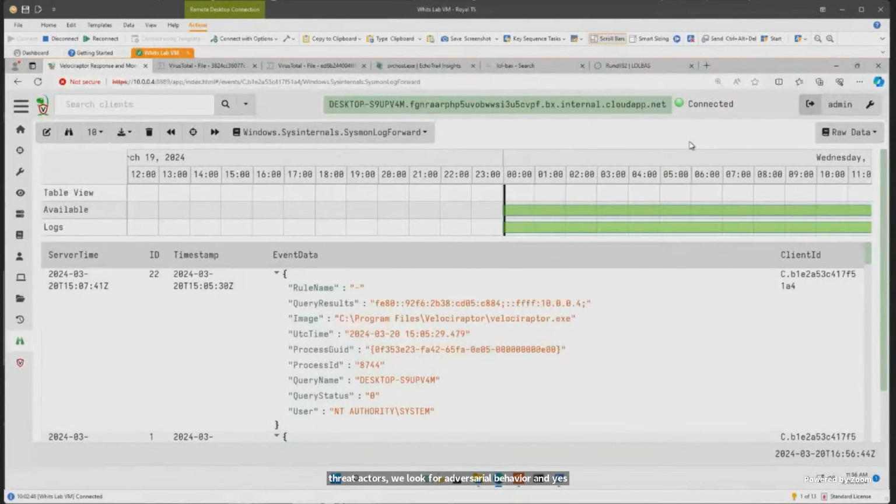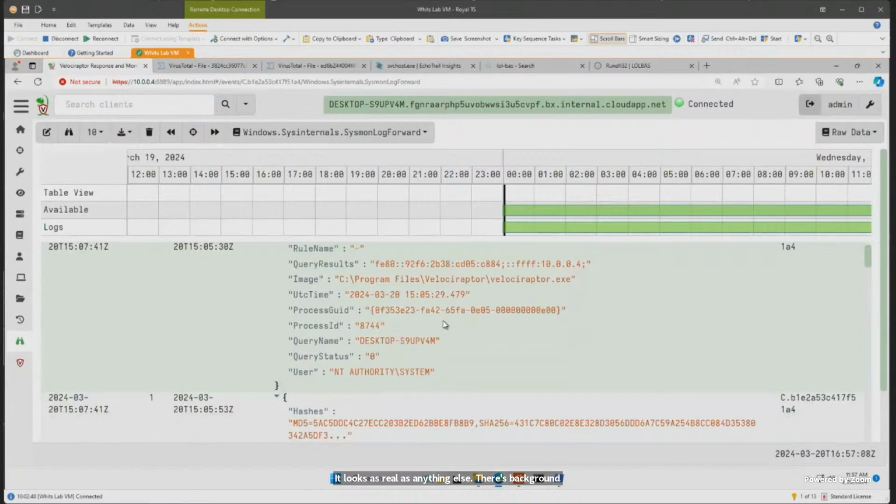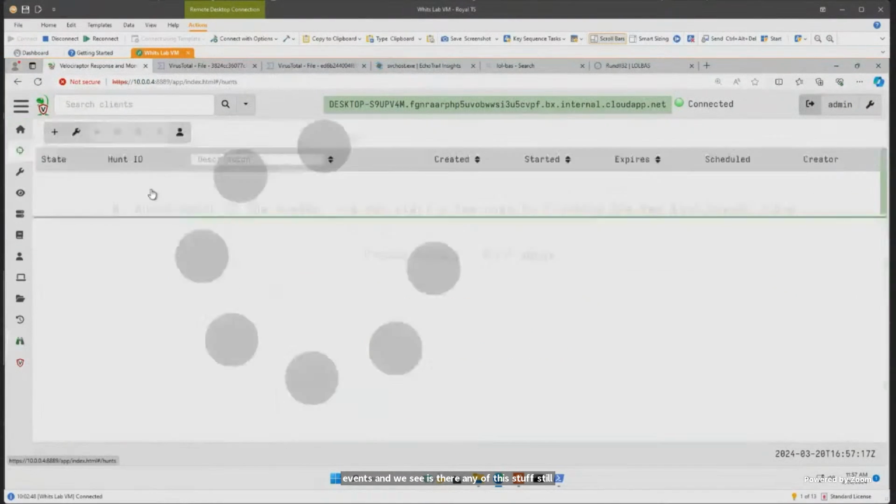Because one cool thing I'll share with you about this VM, it's not only been hacked and pwned historically, it's pwned right now. There's an active threat actor on the VM right now. Well, when I say active, it's scripted elsewhere, but to the student, it looks as real as anything else. There's background activities happening and an active C2 shell. And we navigate that by looking at the streaming real-time events. And we see, is there any of this stuff still going on right now? And where? And furthermore, how does the threat actor still have a foothold?